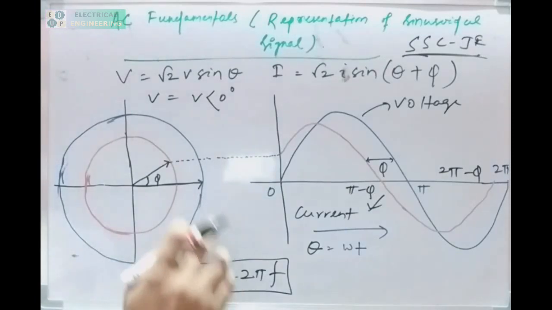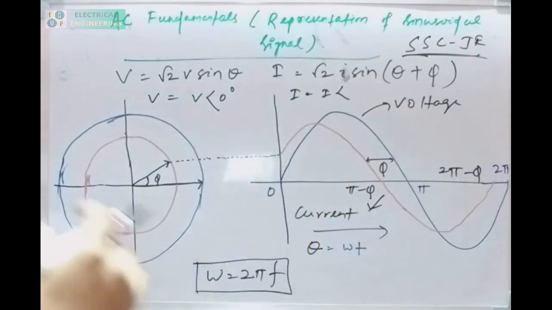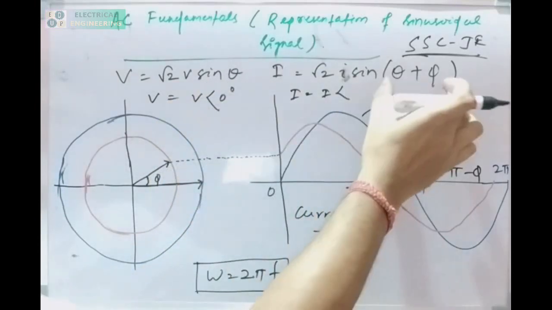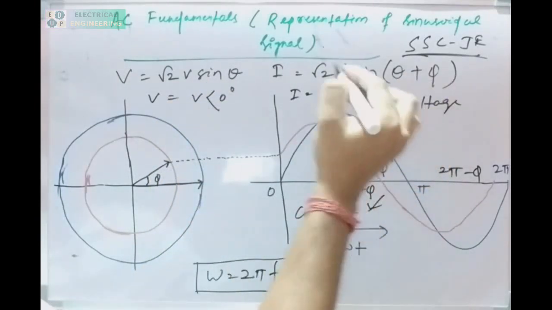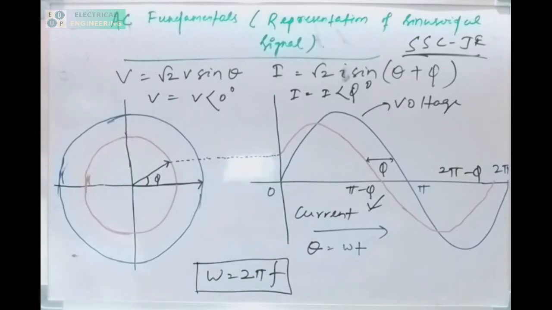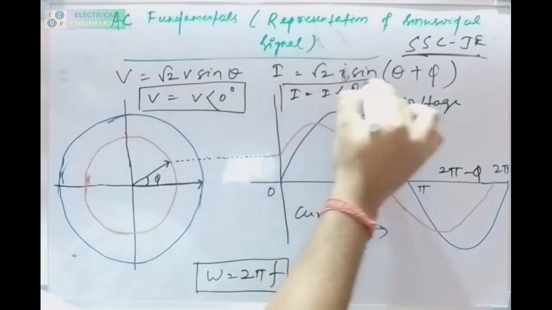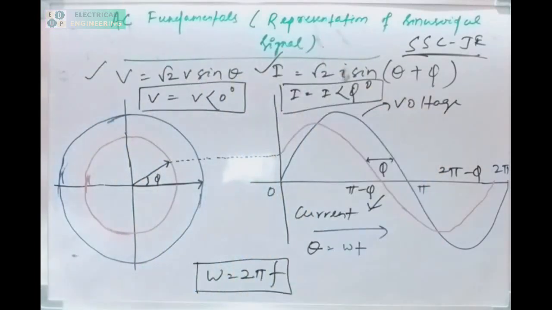And in this case for the current you can write it as I equals I angle, if theta is 0, so this much will be 0 plus phi, that is phi degree, and this phi represents the phase difference. Okay, so this is the polar form, and these two are sinusoidal form. There is one more kind of form, that is Cartesian form. Just write it down and I'll tell you what is Cartesian form.